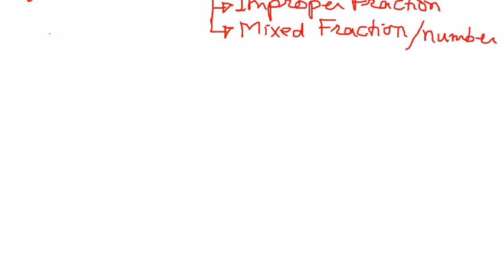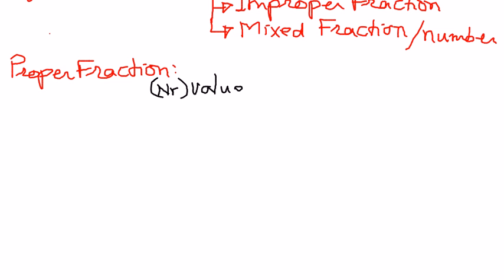So a proper fraction, let me explain what a proper fraction is. In a proper fraction, the numerator is less than the denominator. The numerator value is always less than the denominator value. What do we mean by that? Let me explain this with an example.